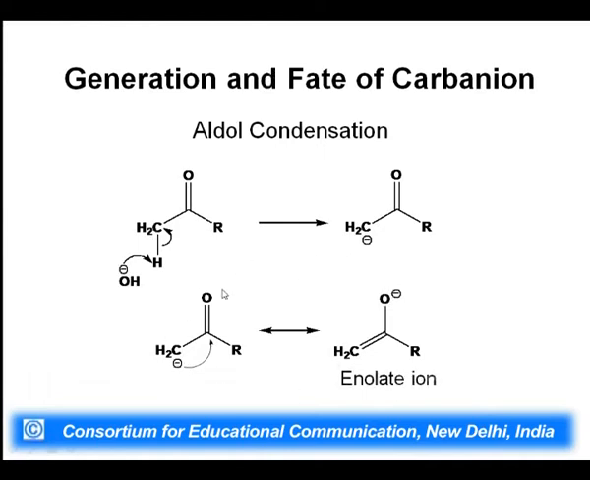All the other carbon hydrogen bonds are not this acidic because there is no stabilization of the carbanion. So, in this case the stabilization is because this negative charge is getting into resonance and the double bond is formed here and O minus is getting formed here, and we are getting an enolate ion. So, once this carbanion is generated in aldol condensation, what happens next?